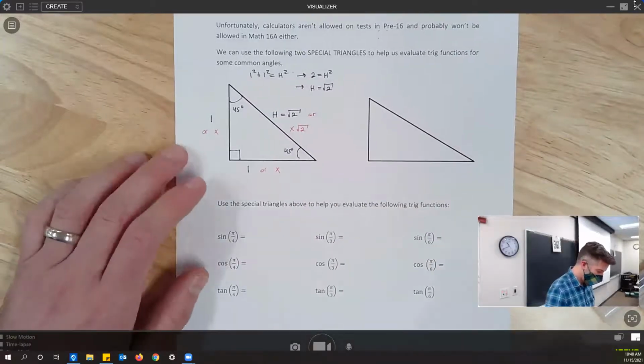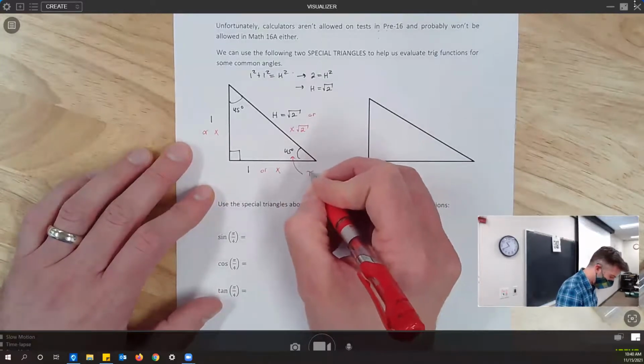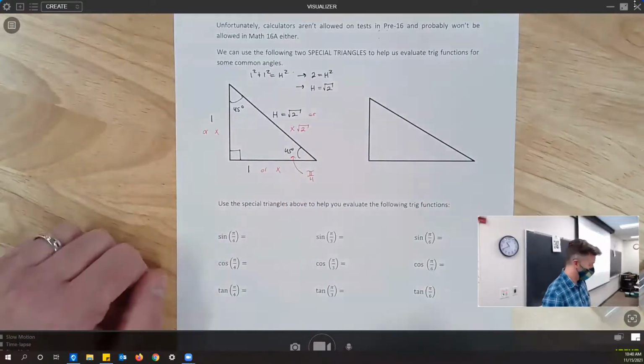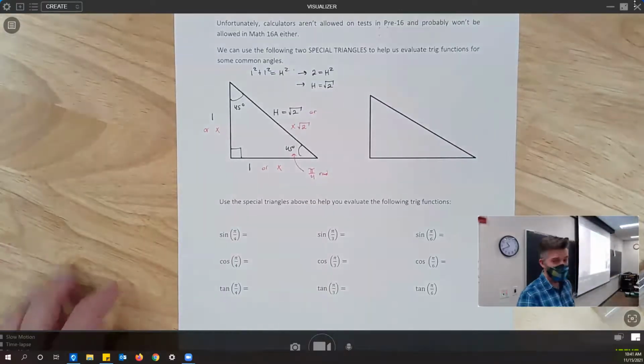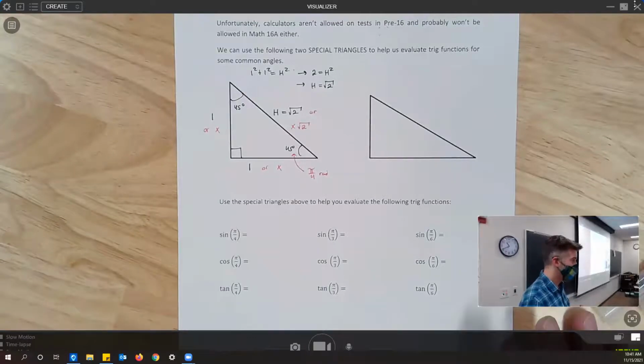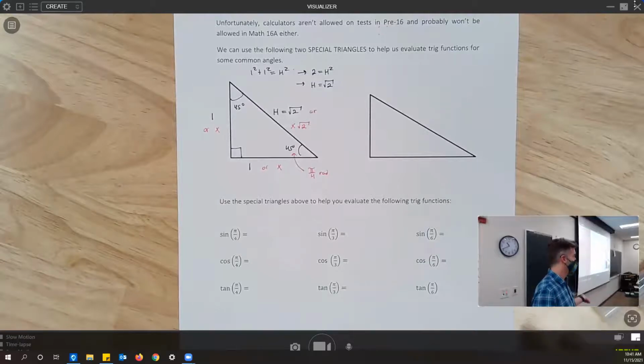In radians, 45 degrees is pi over 4 radians. If you want to think about it for a second, it's an eighth of a circle. A whole circle is 2 pi radians. Half of a whole circle is pi radians. Half of that is pi over 2 radians, which is a quarter of a circle, and half of that is pi over 4 radians, which is an eighth of a circle. Or you could just do the conversion, right? You could take 45 degrees and multiply it by pi over 180. That would also work just fine.